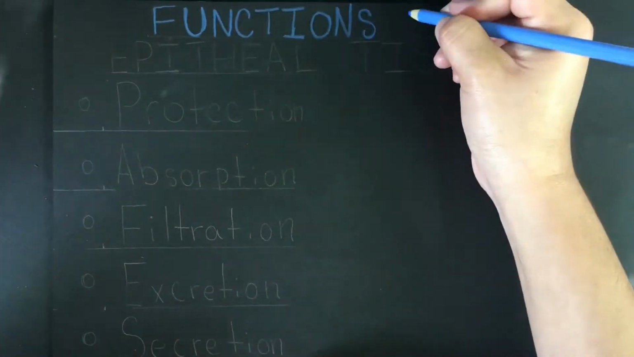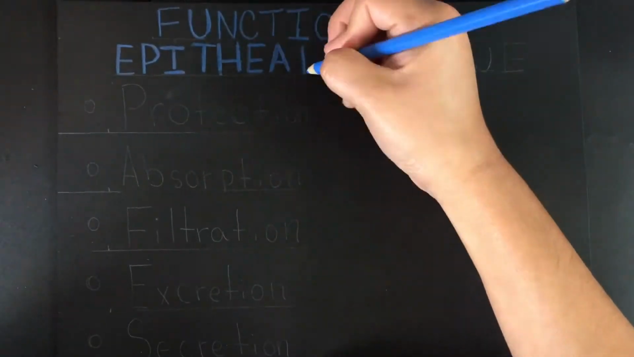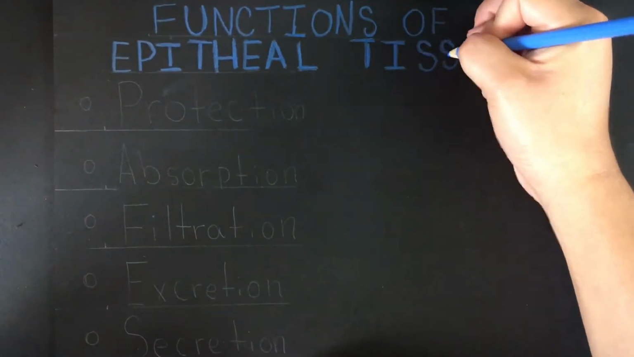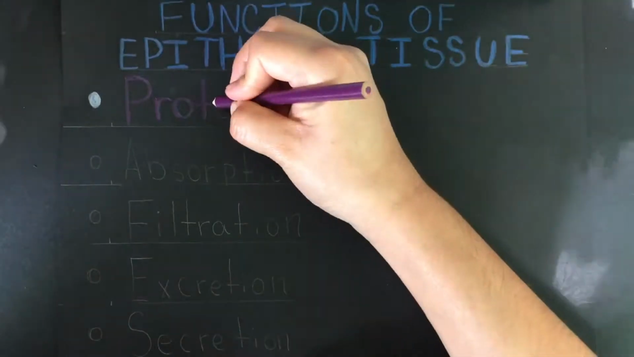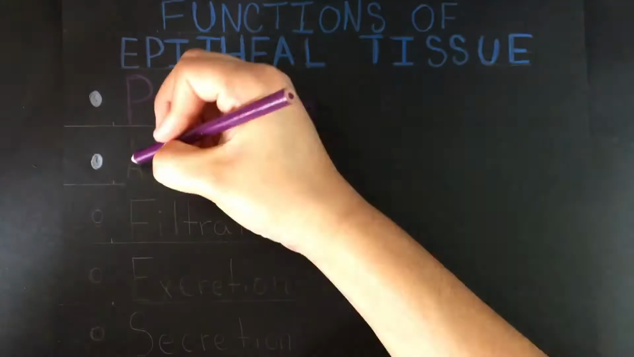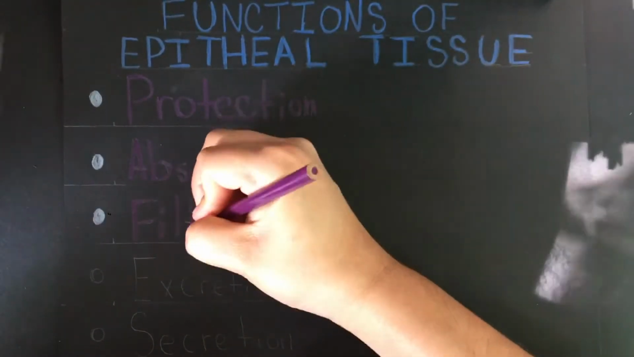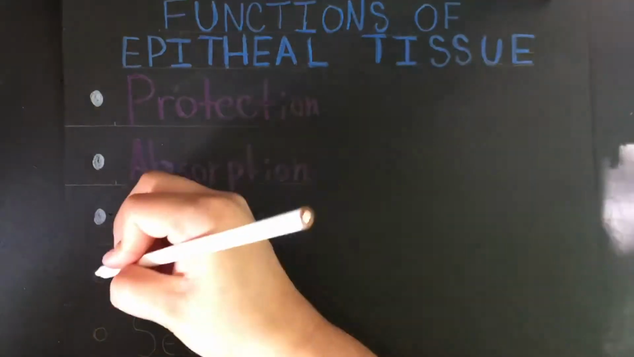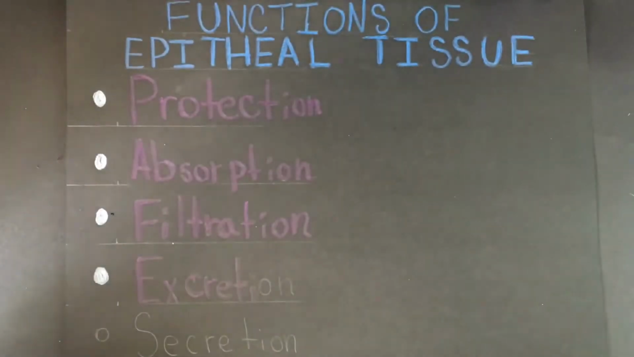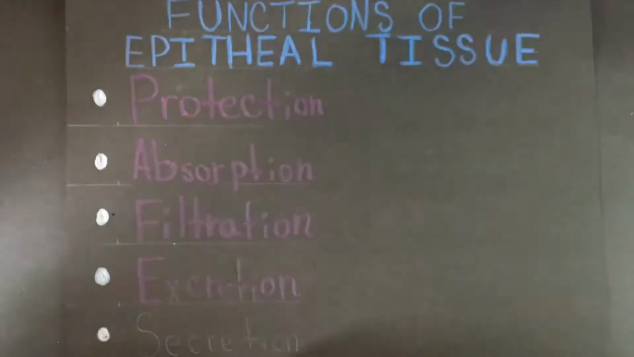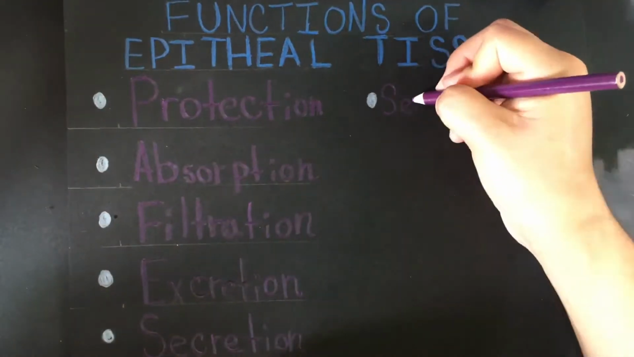Functions of epithelial tissue include protection of underlying surfaces, absorption of materials, filtration of membrane, excretion of materials, secretion releasing good stuff, and sensory reception, which has nerve endings.